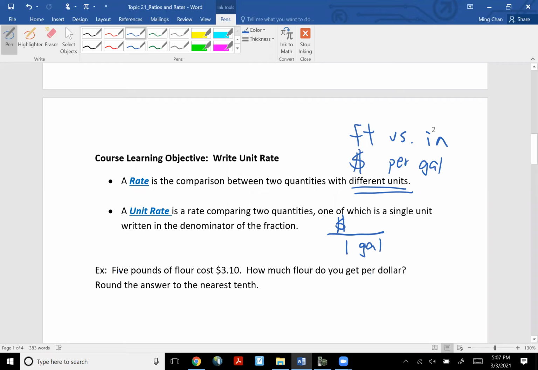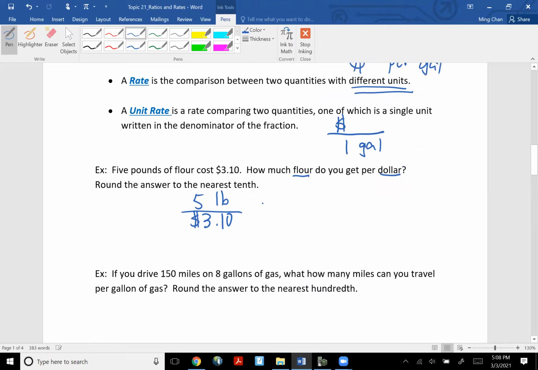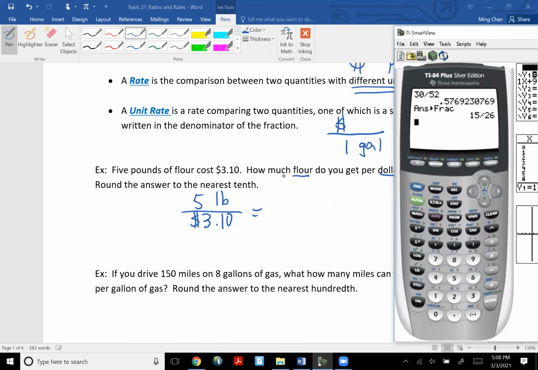So here, for example, if I got 5 pounds of flour, it costs $3.10. How much flour do you get per dollar? They are saying flour first, then dollar second. So that means I need to have the 5 pounds of flour in the numerator divided by $3.10. For a rate type of problem, all you need to do is simply divide. Once you divide 5 by 3.1 and round to the nearest tenth, that's going to be 1.6.